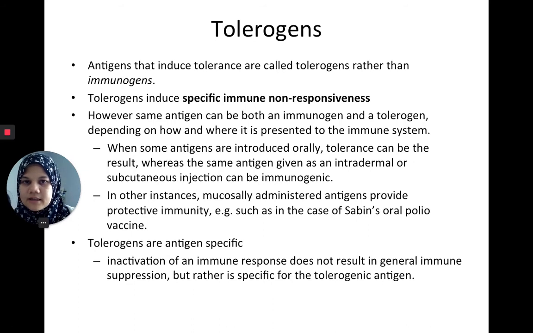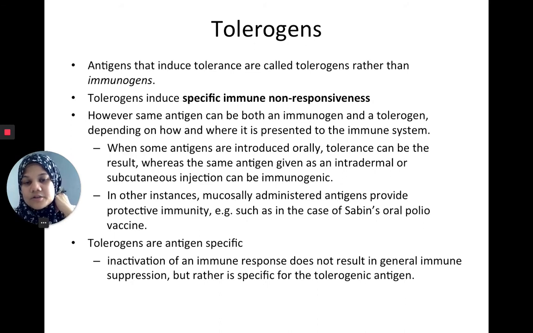Alright, we're nearing the end now, so let's talk a bit about tolerogens. Tolerogens are antigens that induce tolerance, rather than immunogens, which induce immunity. Tolerogens induce specific immune non-responsiveness. What's interesting is that this can be the same antigen. An antigen can be either or both an immunogen and a tolerogen, and it really depends on how it is presented to the immune system. Some antigens, for example, when introduced orally, will produce tolerance, but if you inject them, they become immunogenic. So the route of administration is quite important in determining tolerance or immunogenicity.